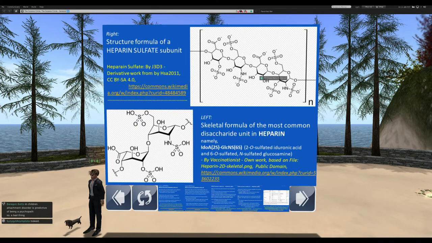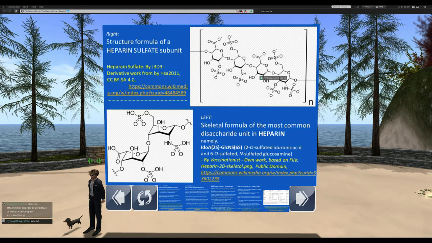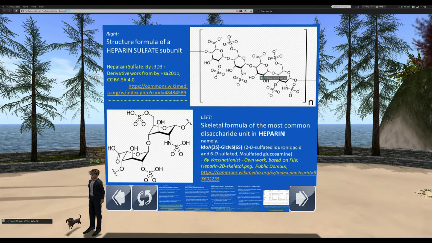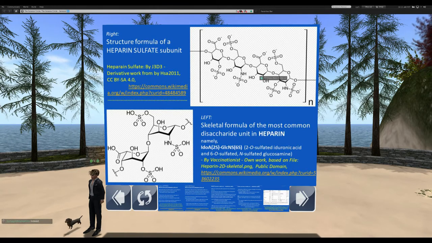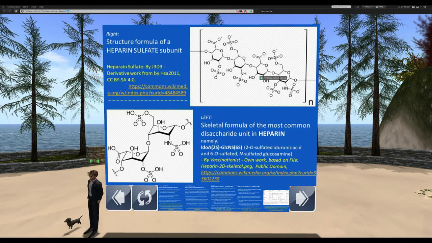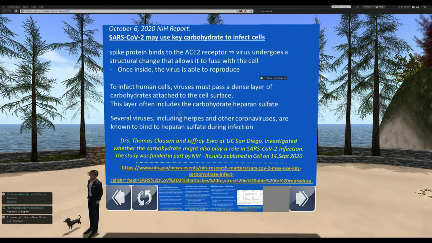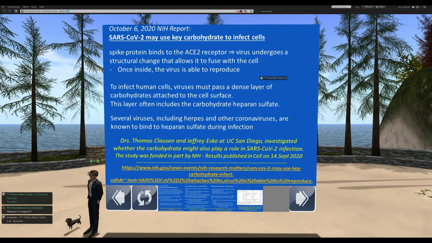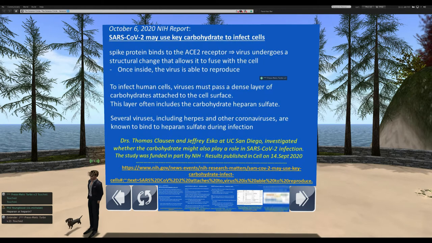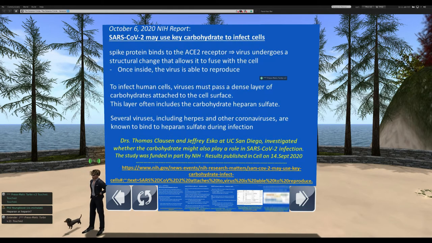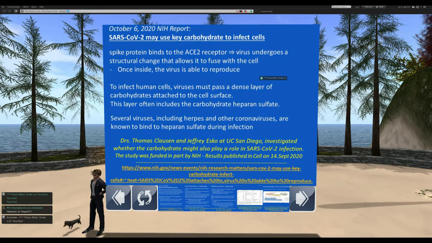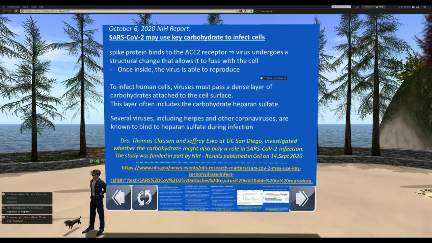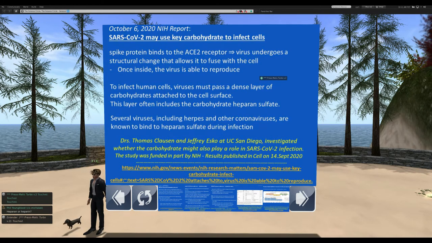Interestingly, too, other viruses like respiratory syncytial virus use heparin sulfate as a receptor to get in the cells. So you've got that. And one of the points I'm going to make, I'll just say it right now, is that this whole system is very geared. It's like you're being attacked by something that's been planning.